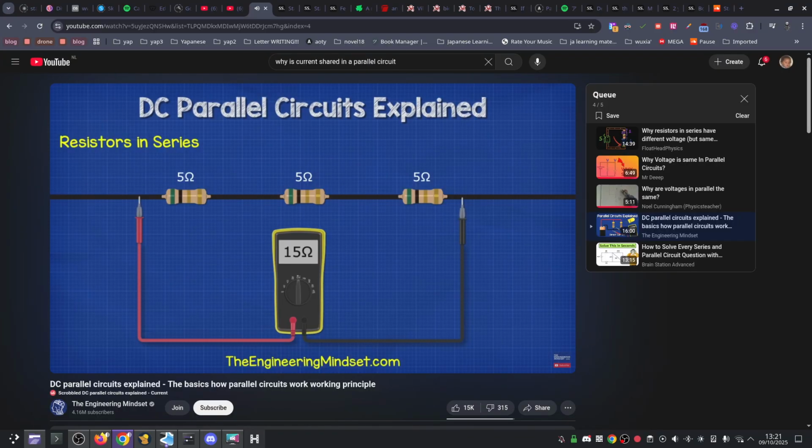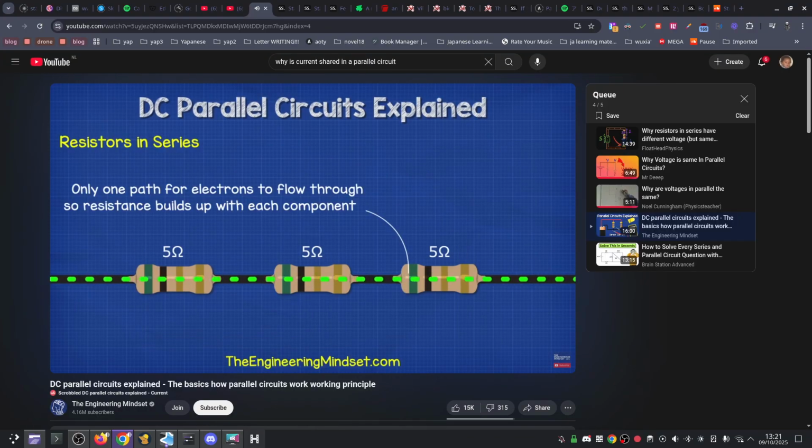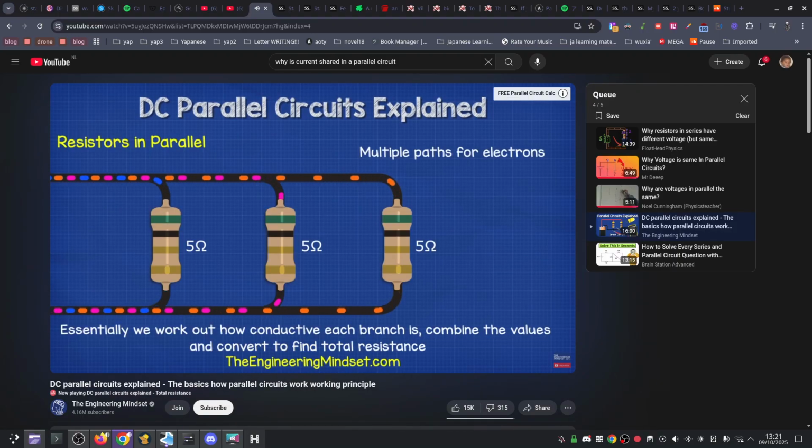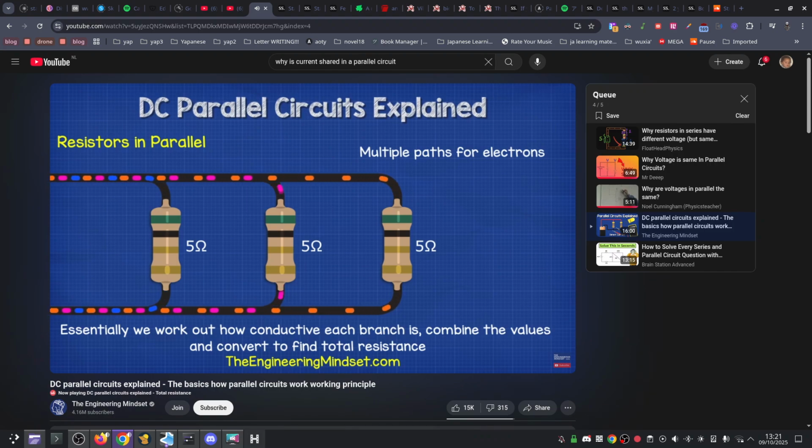In a series circuit, the total resistance of the circuit was the resistance of each component just added together. Why? Because the electrons had to pass through each one, so the more resistors they passed through, the more total resistance increased. But with parallel circuits, we're providing lots of different paths for electrons to flow through. So we're instead going to work out how conductive each branch is, or how easily electricity can pass through each branch. We then combine these values and we convert that back into a resistance.